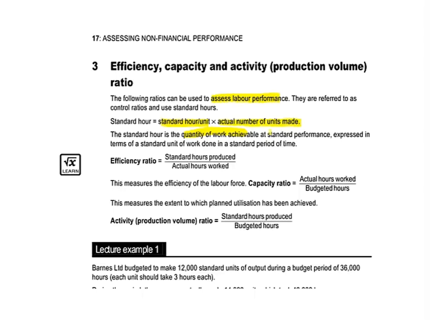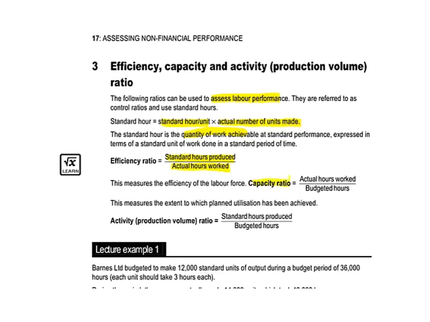As a reminder, we've got our efficiency ratio, which looks at the standard hours that we've produced and the actual hours that we've worked. So basically thinking about how long it should have taken us compared to how long it did take us for that number of units produced.